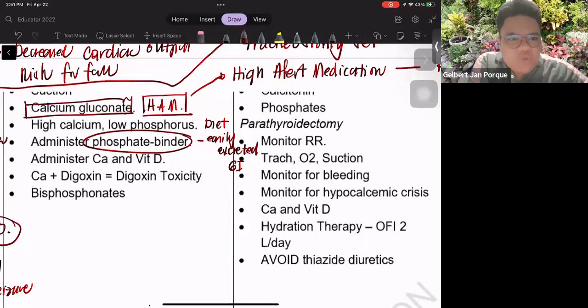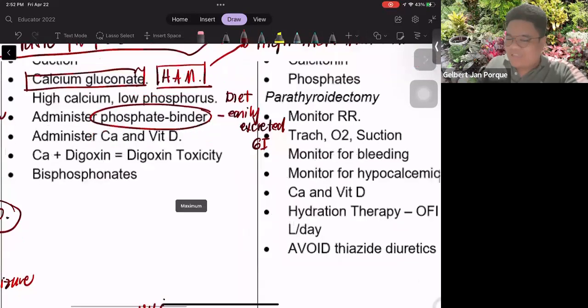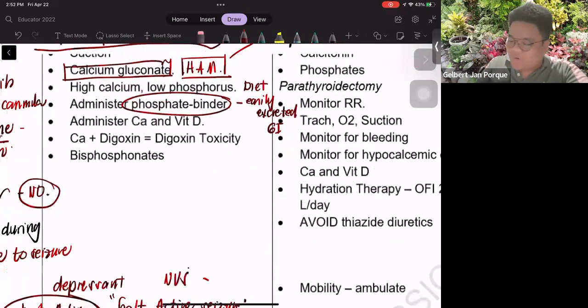Next, you have, where are we? Administer calcium and vitamin D. Guys, what's the purpose? Why are you having vitamin D administration? Why do I need vitamin D when I am administering calcium to my patient? Very good, class. It helps with the absorption of your calcium. That is its primary purpose.